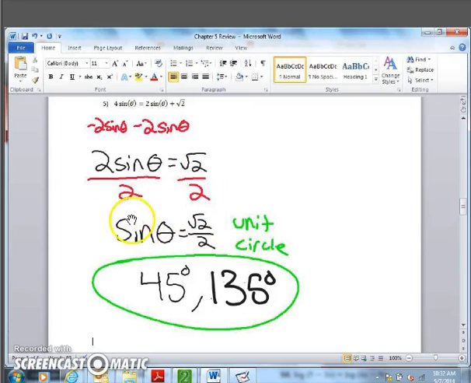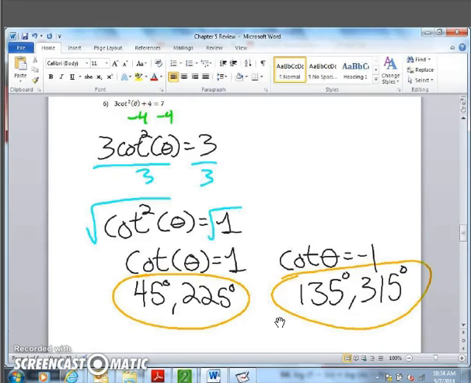And then I look to my unit circle. Where is the sine of theta root 2 over 2? I can use my unit circle here because in the problem they said on the interval 0 to 2 pi. Root 2 over 2 is 45 degrees or 135 degrees. Now remember, you could also do the radian equivalent. So 45 degrees is just pi over 4, and 135 is 3 pi over 4. Either one is acceptable. It doesn't matter to me.